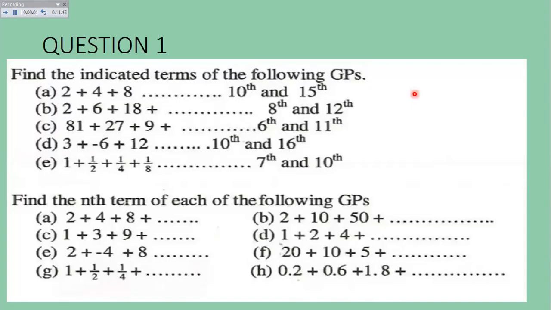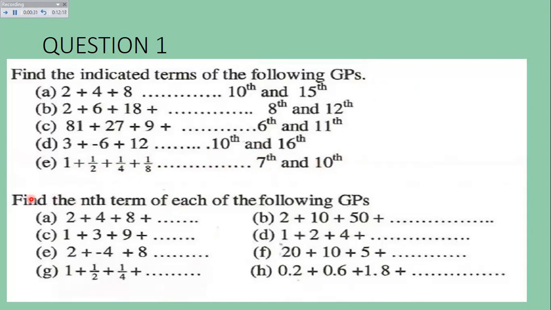Right. So question 1, there you are. Find the indicated terms of the following GPs. So I'm interested in E. 1 plus 1 over 2 plus 1 over 4 plus 1 over 8, and so on. So can you find the 7th term? Can you find the 10th term?